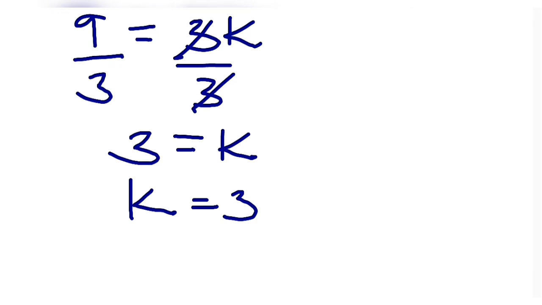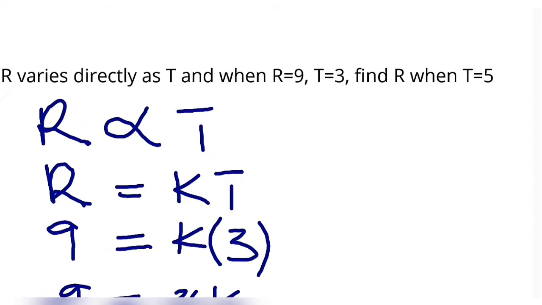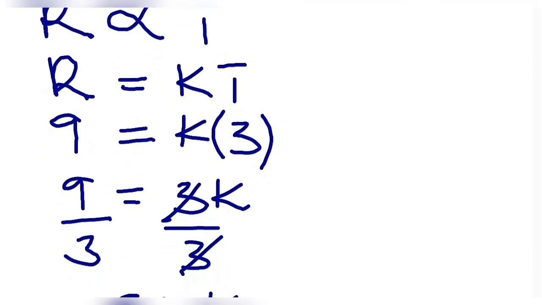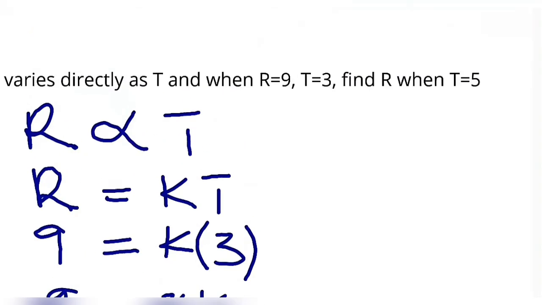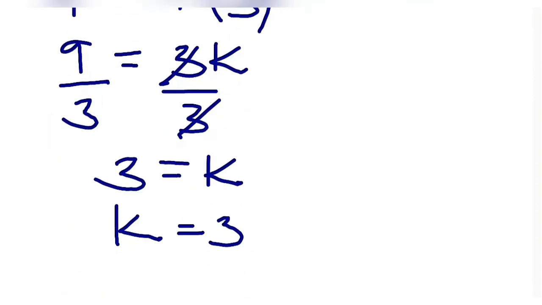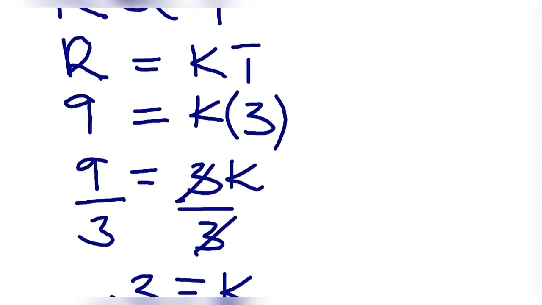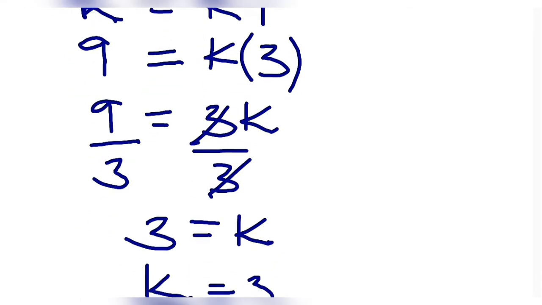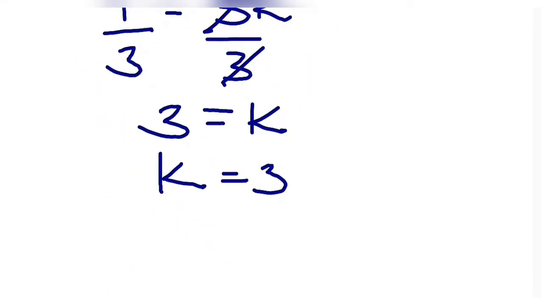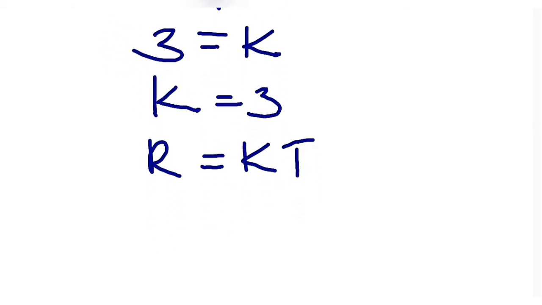So let us go to the equation. The question is saying that we find r when t equals 5. We want to find r when t equals 5. We shall go back to the equation that we formed. The equation is here: r equals kt. So we shall write r equals kt, and we put back the value of k. This will now give us r equals 3t.